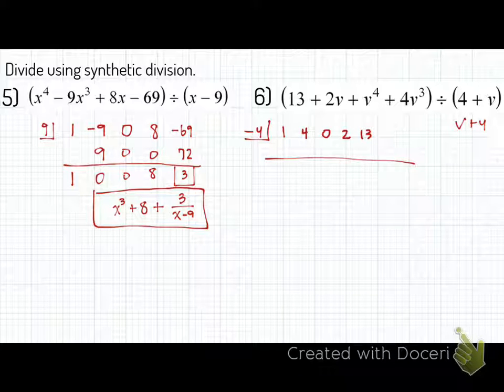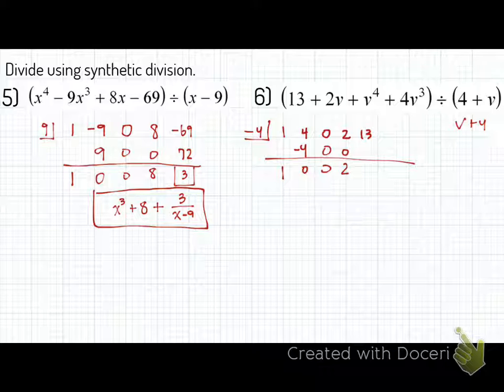And then we're just going to work this like we did. 1 plus nothing is 1. 1 times negative 4 is negative 4. Then we got a 0. 0 times negative 4 is 0. 0 plus 0 is 0. 0 times negative 4 is 0. 2 plus 0 is 2. 2 times negative 4 is negative 8. 13 plus negative 8 is 5, which is our remainder, right? So there is a remainder, so we can put plus 5 over our divisor of 4 plus v. You can write it like this, or you could write it in descending order. I prefer descending order always, but the other way is fine.